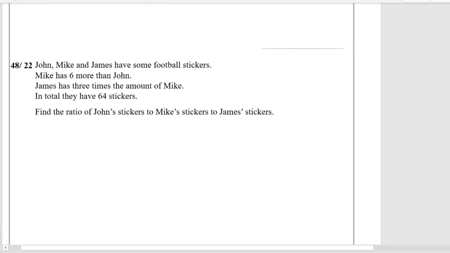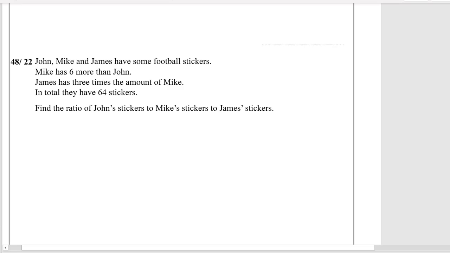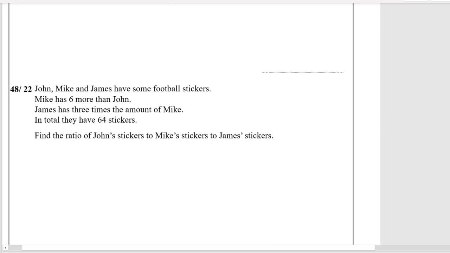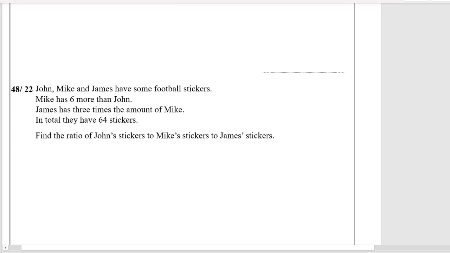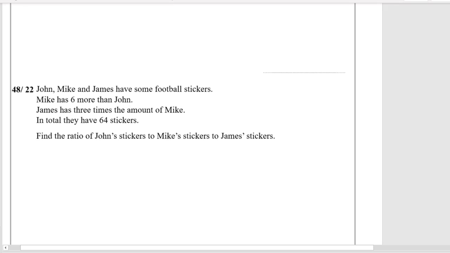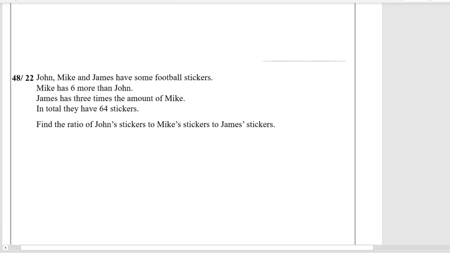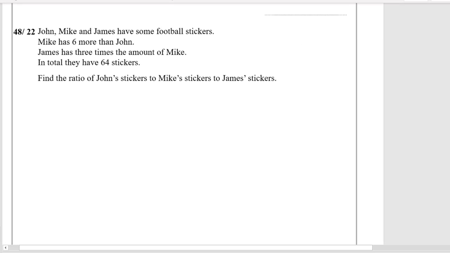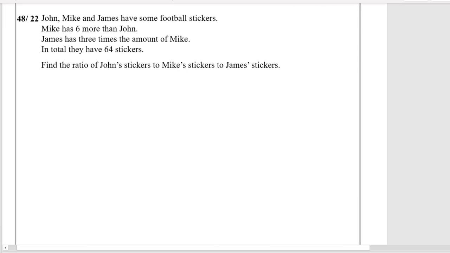Next we have John. Okay, let's have a look at this one. So John, Mike and James have some football stickers. Mike has 6 more than John. James has 3 times the amount of Mike. So 3 times. Mike has 6 more. Let's underline that. In total, they have 64 stickers. Find the ratio of John's stickers to Mike's stickers to James's.